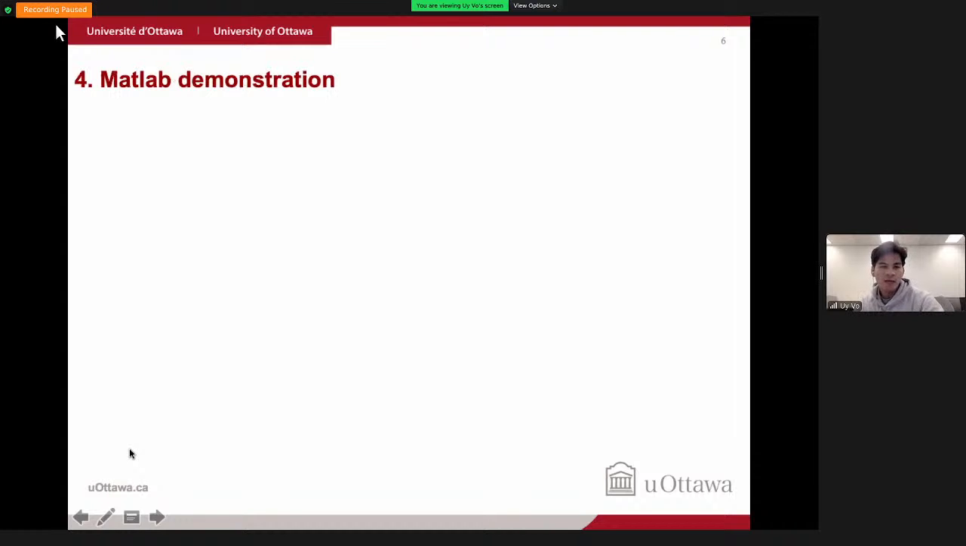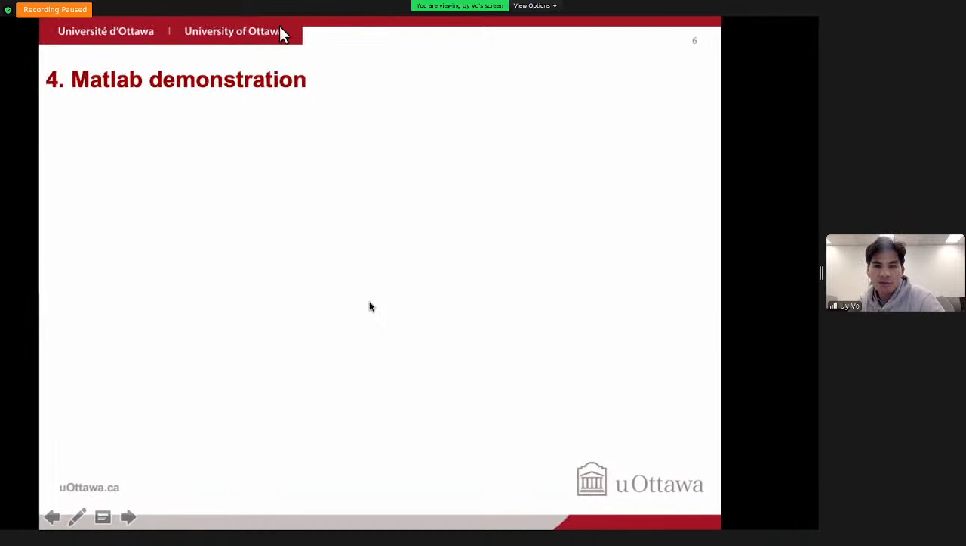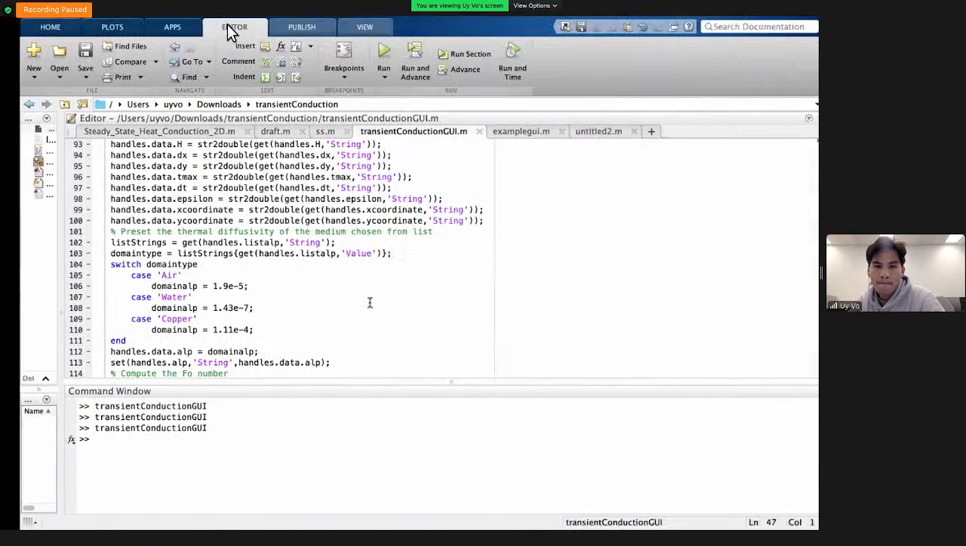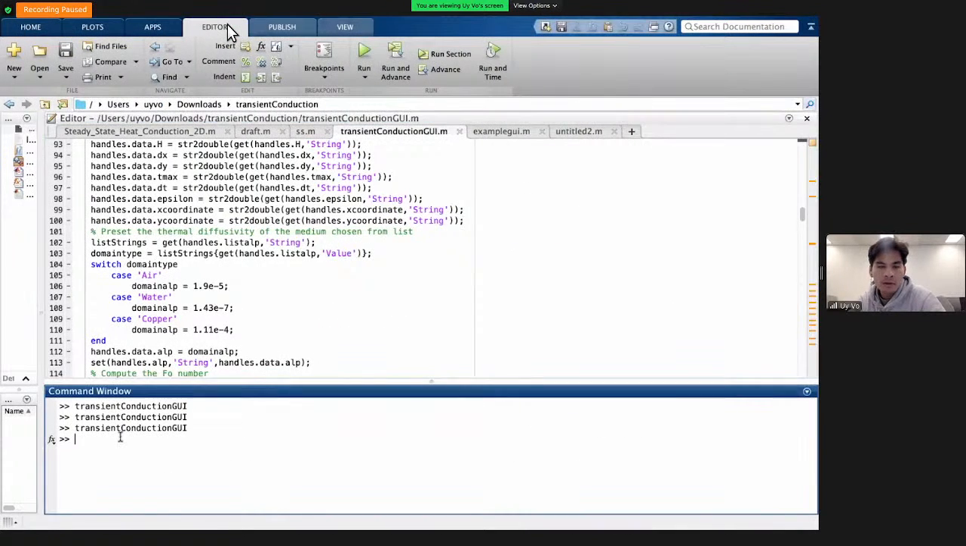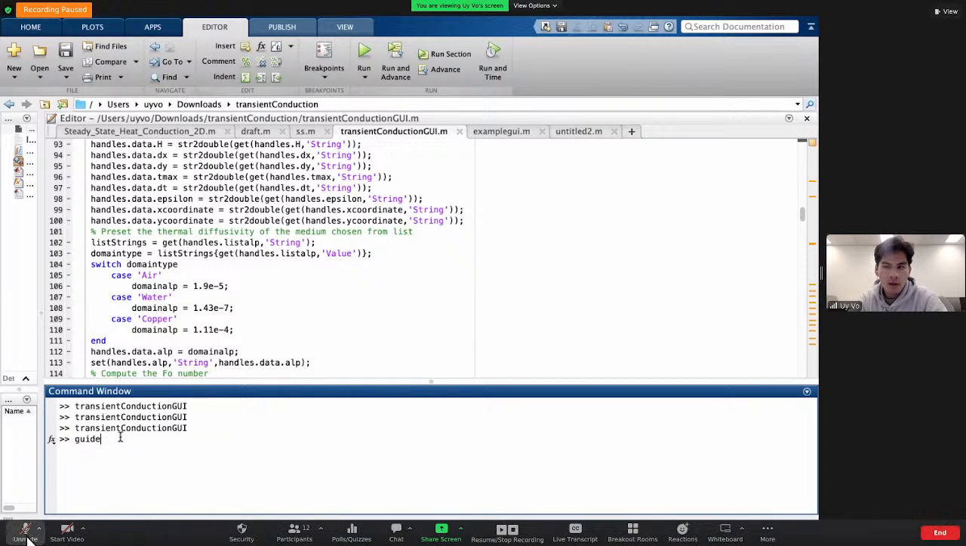So for the MATLAB demonstration, I will change my screen to the MATLAB. So want to check it. Can anyone see my screen now? Yeah.